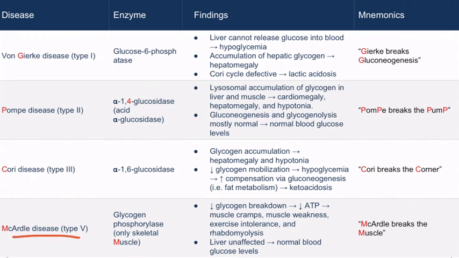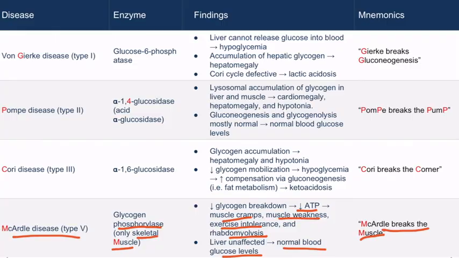McArdle disease is caused by a deficiency of glycogen phosphorylase, and this is only present in skeletal muscle tissue. A deficiency of this enzyme results in a decreased ability of skeletal muscle to break down glycogen, which means the muscle has a decreased ability to generate ATP during exercise. So decreased ATP. The lack of energy results in muscle cramps, muscle weakness, exercise intolerance, and possibly even rhabdomyolysis. Because the liver is unaffected, these patients will have normal blood glucose levels. McArdle disease can be remembered by the phrase, McArdle breaks the muscle.